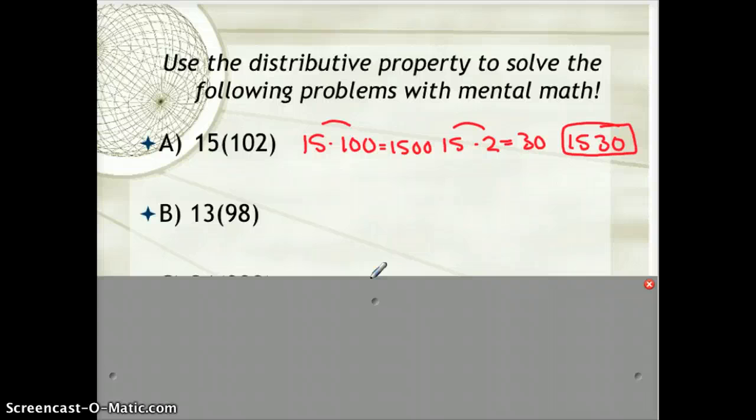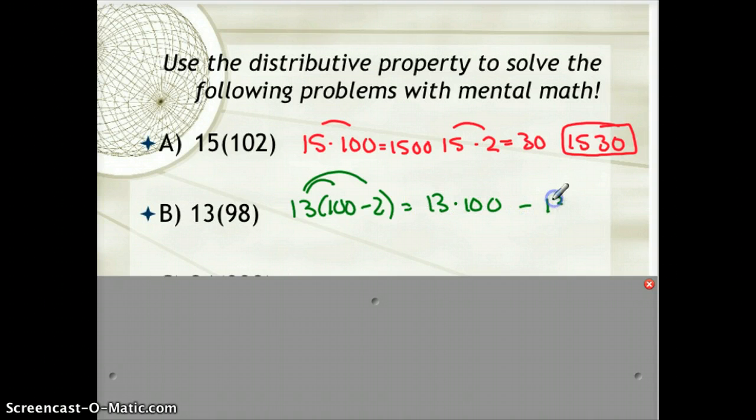13 times 98. You can think of that as 13 times 100 minus 2. So if you distribute, I like to use these little arrows. You could do 13 times 100 minus 13 times 2, which would give you 1300 minus 26, in which case you would have 1274. And that's something you might be able to do in your head just by knowing that 98 is 2 less than 100, making it an easy number.